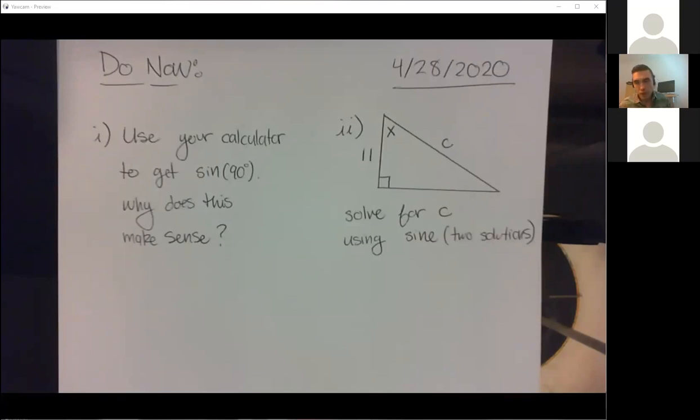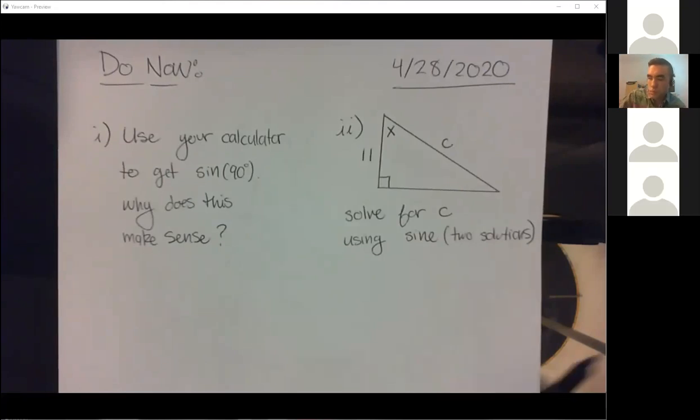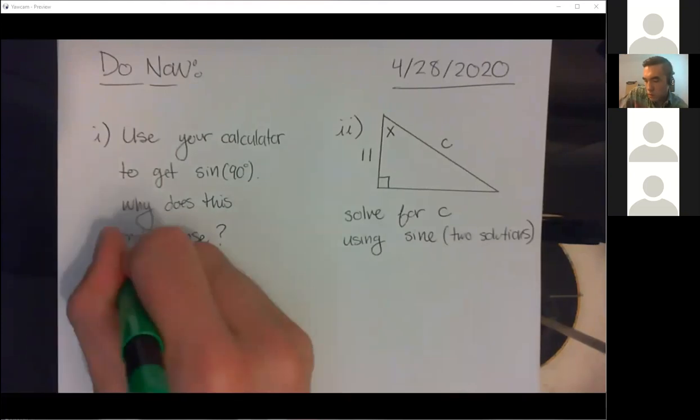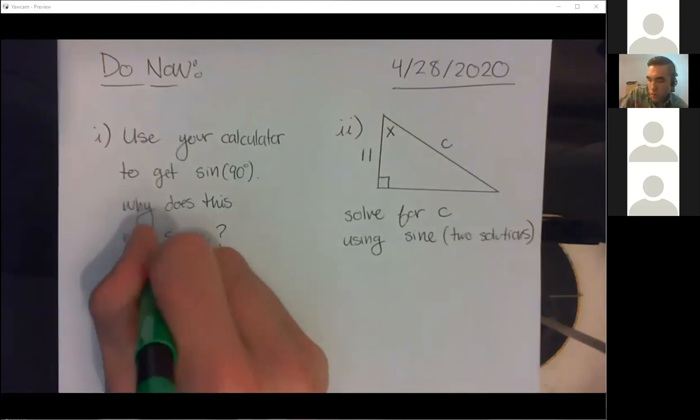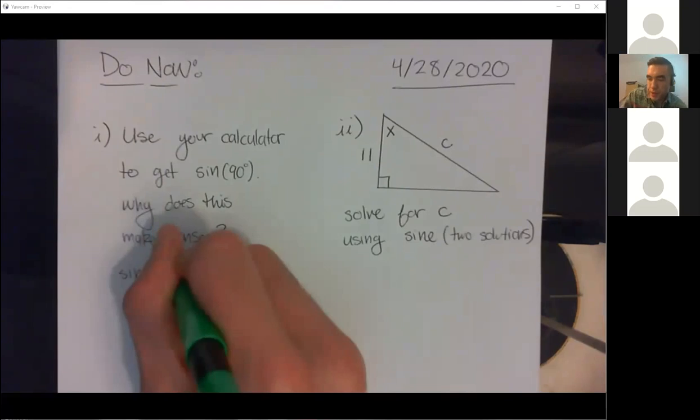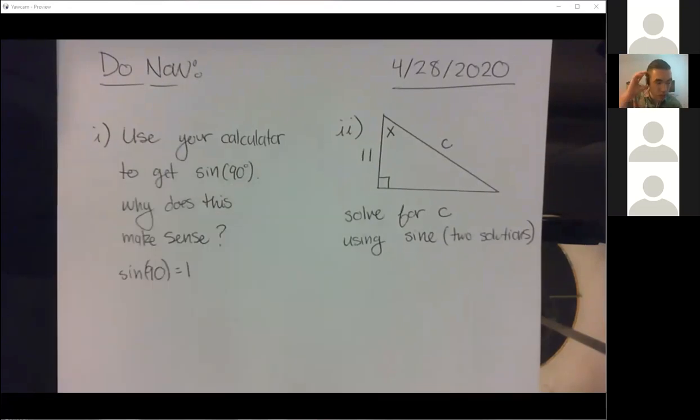Okay, let's go ahead and get going. Item number 1, use your calculator to get sine of 90 and then try and tell me why this makes sense. So easy part first, what is sine of 90? 1. And this is a good way to make sure that your calculator is in degrees mode. In degrees mode, sine of 90 will give you back 1. And in radian mode, it'll give you not 1. You know, it'll give you something wacky.